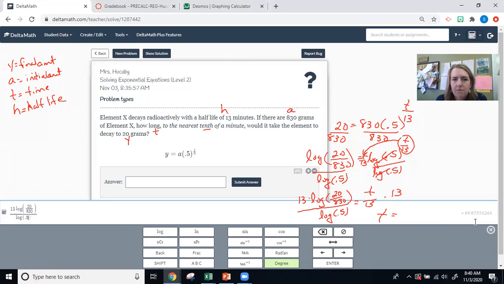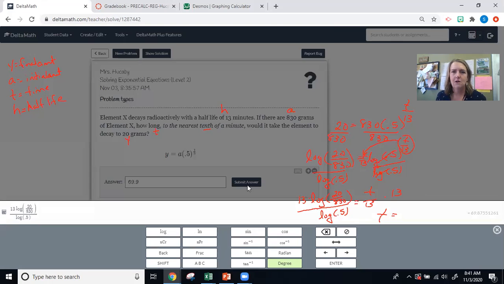Does my answer seem reasonable? It's not a negative number, so that's a good thing. It's really small and light, so it's hard to read. 69.8755. It says to round to the nearest tenth of a minute. So this was minutes, okay. So I need it right here. That 7 is going to change that 8 to a 9. So let's type in 69.9, and that should be the correct answer.